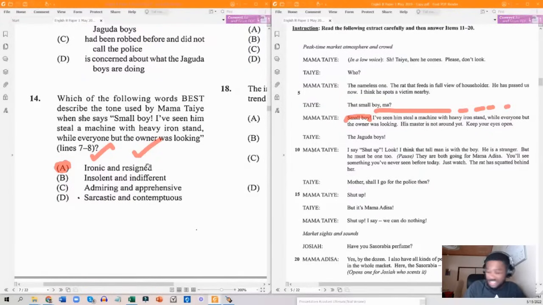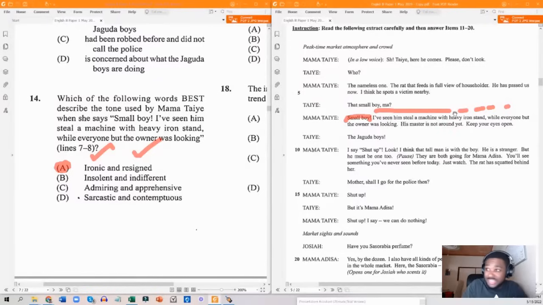What about resigned? First of all, what does it mean to have a resigned tone? It means you've basically given up. You're saying this is hopeless. There's just no way. And where is the resignation here? The resignation is in the fact that there is nothing anyone can do to stop this guy. So she has given up on basically figuring out or stopping this thief.